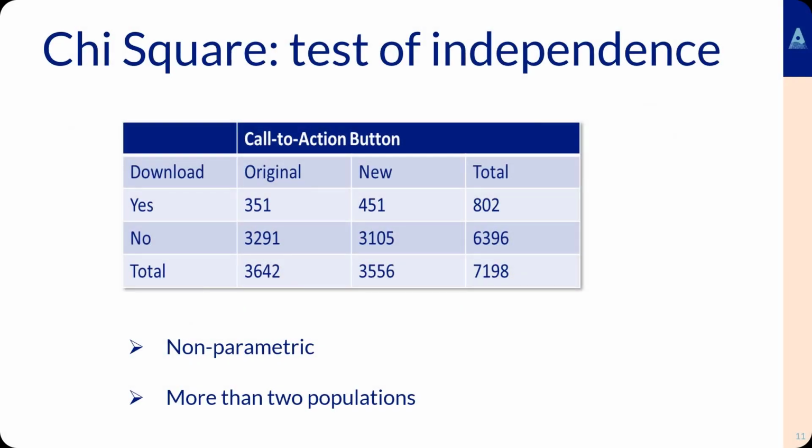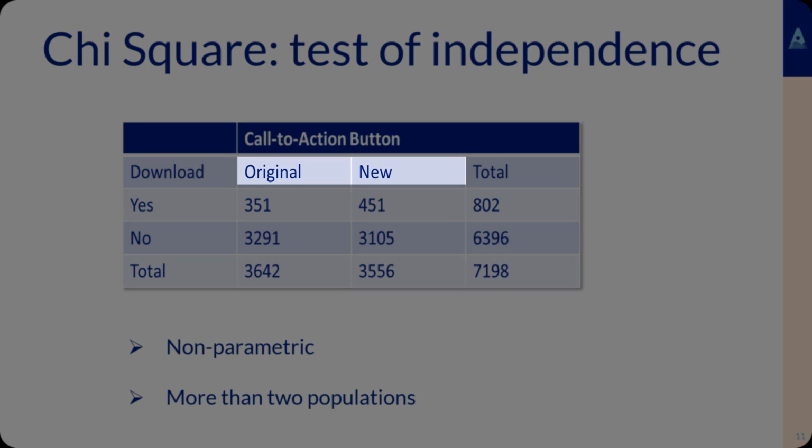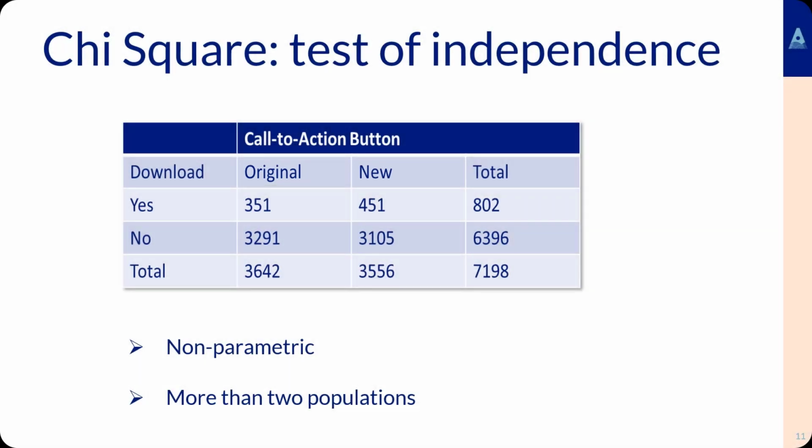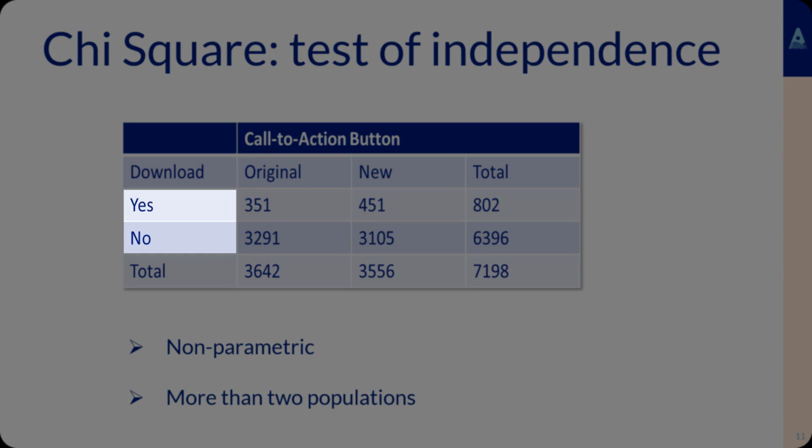Another test we can apply to the same data set is the chi-square test of independence. The test of independence examines the hypothesis of whether two variables are independent, two categorical variables. In this case, the categorical variable is the button type, whether it's original or new, and the other variable is the download action, whether it's yes or no.